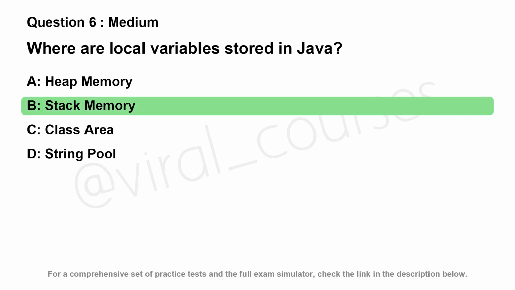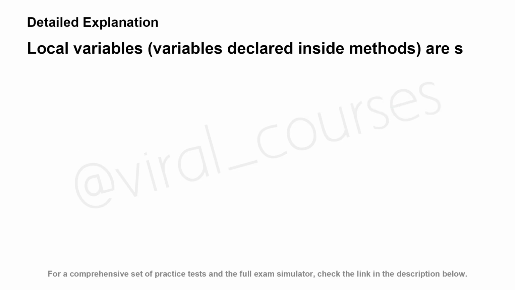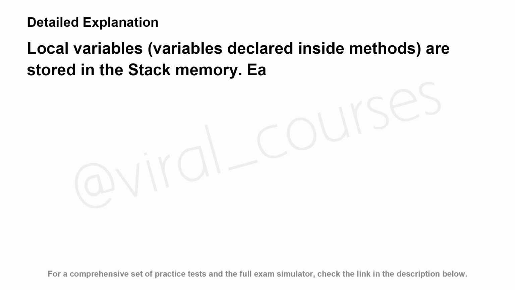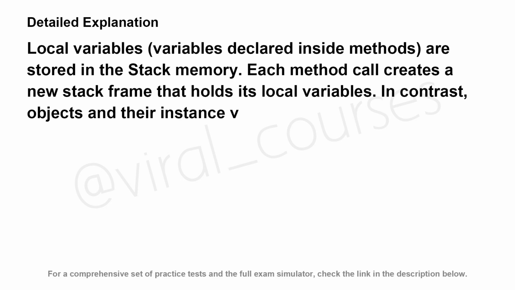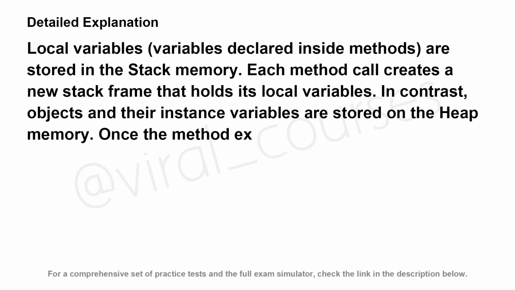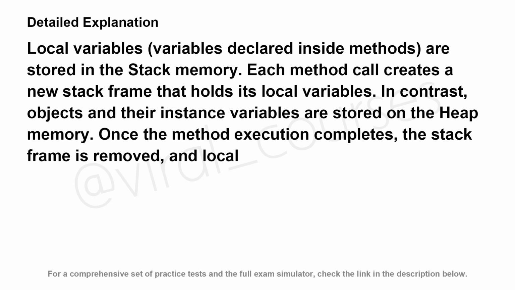The correct answer is B. Local variables, variables declared inside methods, are stored in the stack memory. Each method call creates a new stack frame that holds its local variables. In contrast, objects and their instance variables are stored on the heap memory. Once the method execution completes, the stack frame is removed, and local variables are discarded.